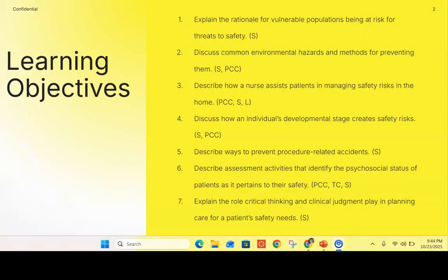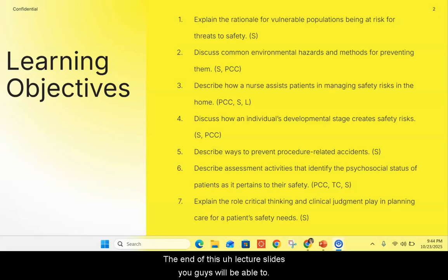Safety, as we know, is one of the most important aspects of nursing. This is critical because to provide safe care, we have to know what can be unsafe, what procedures we're doing, the things that can occur, and how we prevent unsafe situations.